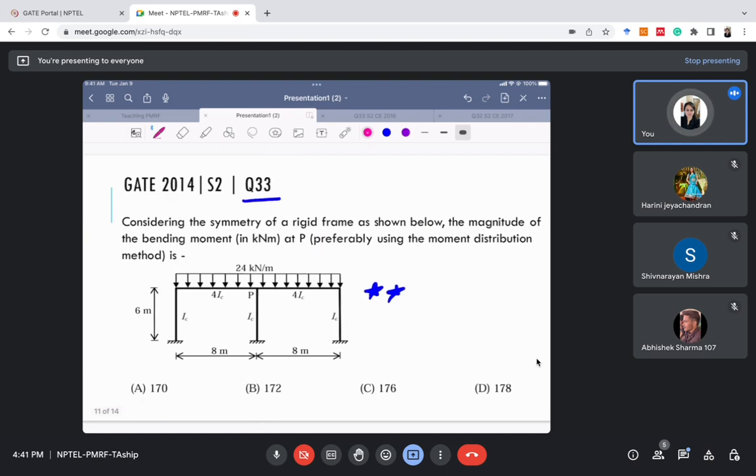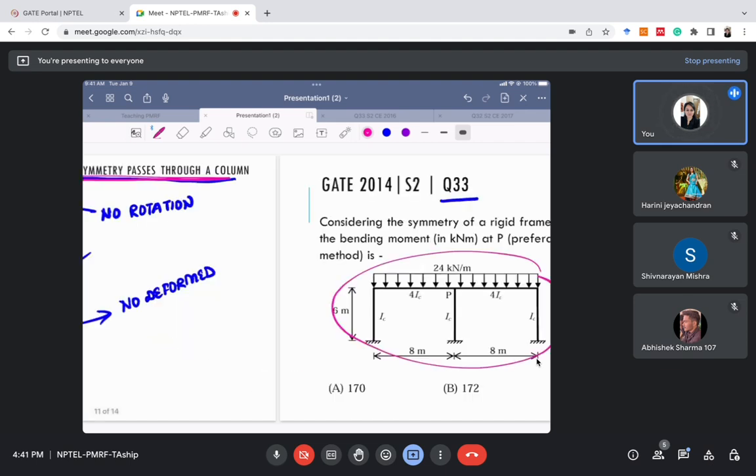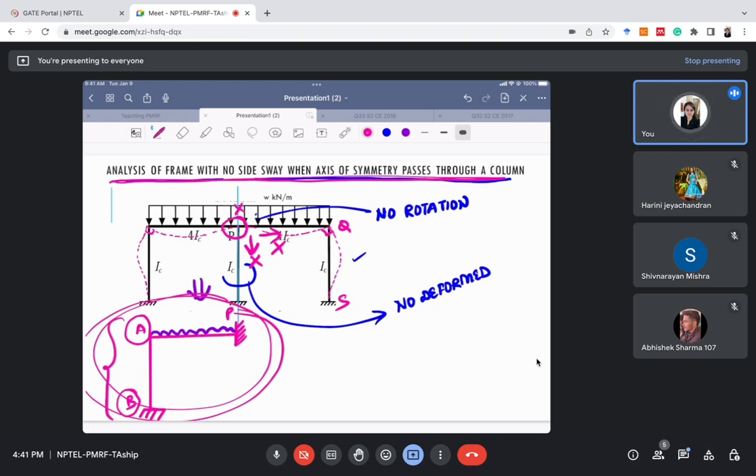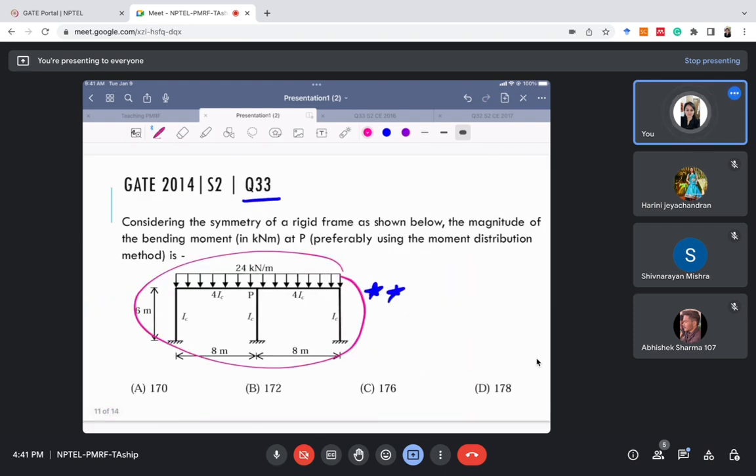So this special case they have given in this problem. You can solve the entire problem also. It is not compulsory to reduce it to half, but for ease of analysis we can do that, because solving the whole frame is a big problem, but solving this half is not a big problem if we use the slope deflection method. If they give you this kind of big frame, you can reduce it to half. Now we'll see it has become very easy to solve.